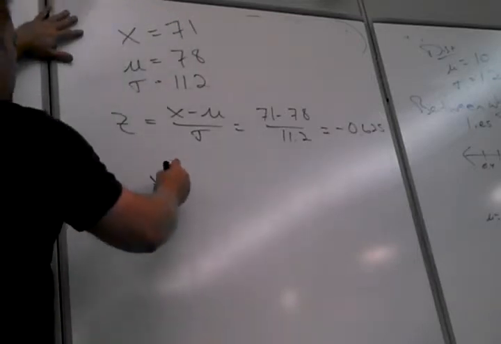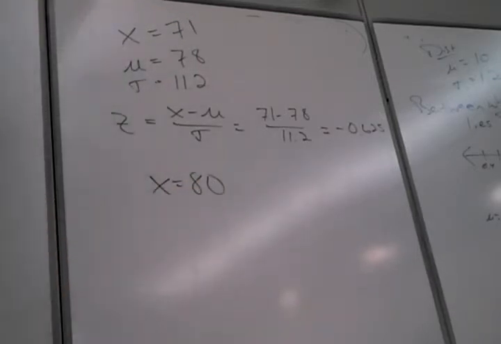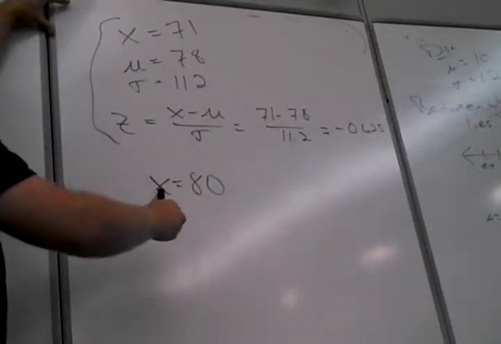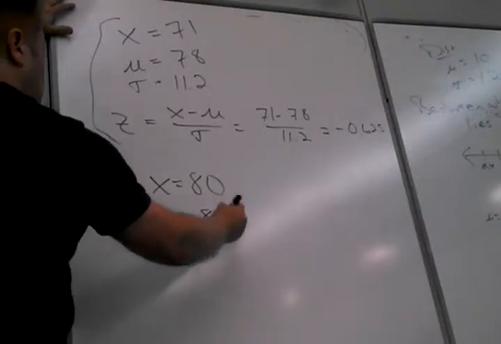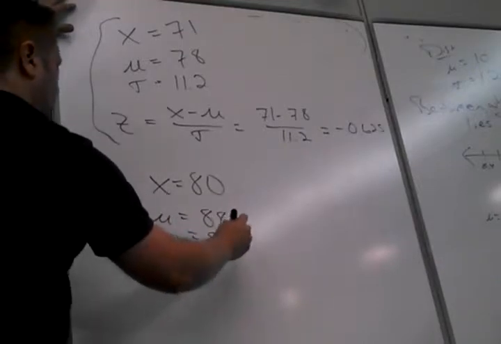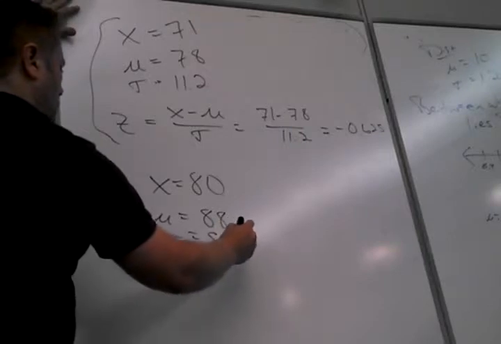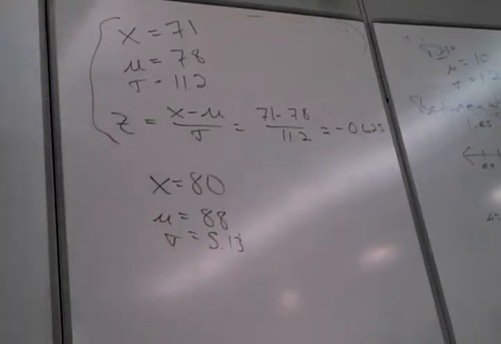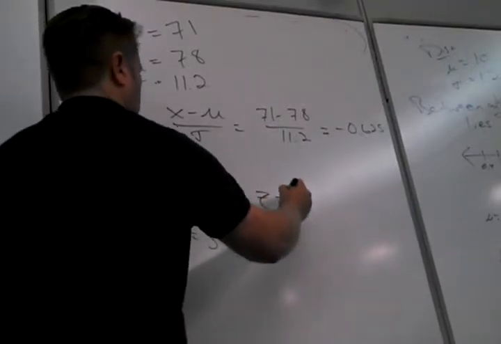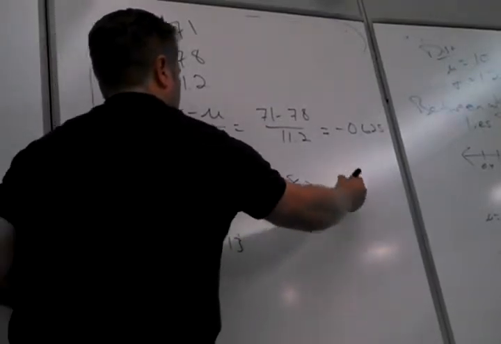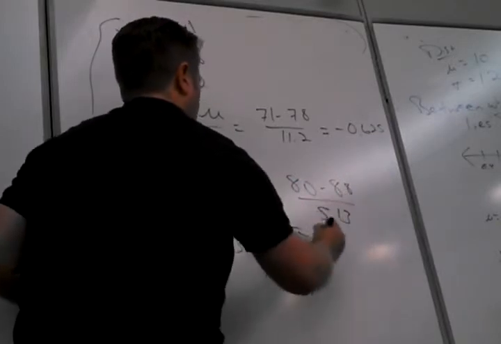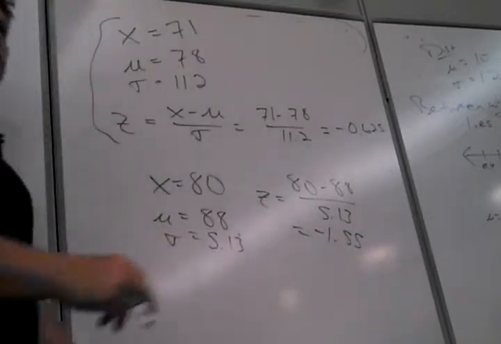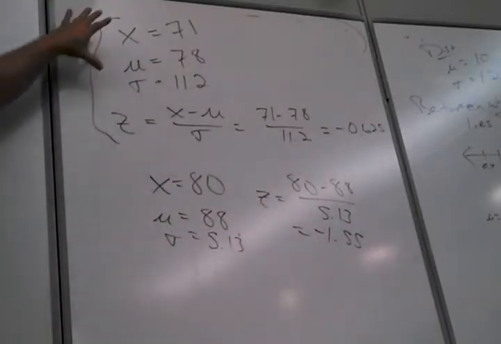So what if somebody else in another class says, I made an 80 on my test, you suck. But the mean here was an 88, and the standard deviation here was a 5. So the z-score here would be the data point minus the mean divided by the standard deviation. And what do you get? Negative 1.55. So who did relatively better? The first person did relatively better.